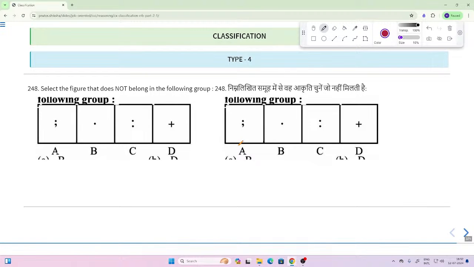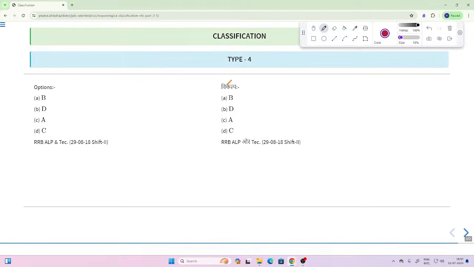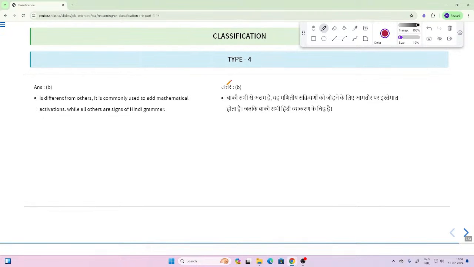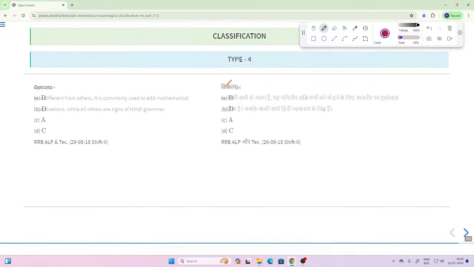Select the figure which does not belong in the following group: semicolon, dot, colon, plus. Again, A, B, C are used in languages, while plus is a mathematical symbol. Hence, D is the odd one out. Figure D is the odd one out. Dot is different from the others. It's commonly used in mathematical operations, while the others are signs of Hindi grammar. Plus is different from the others.